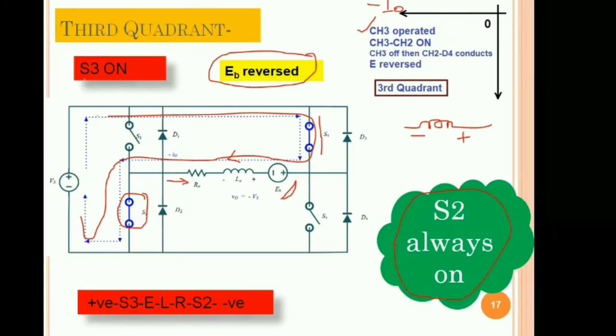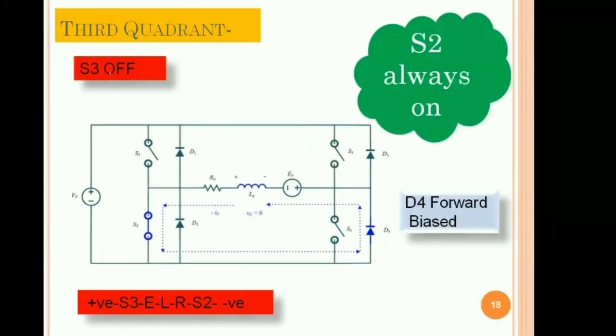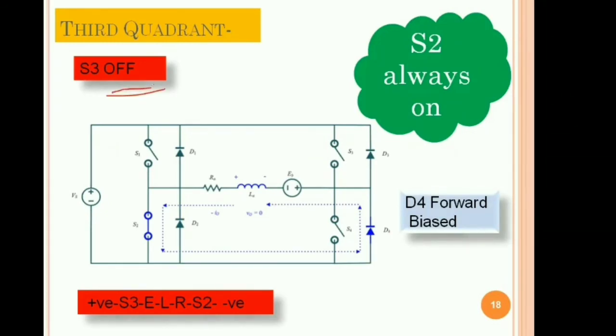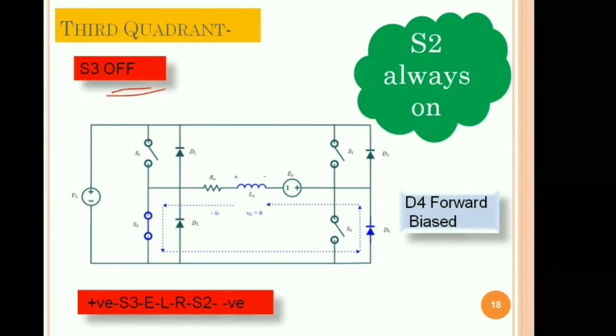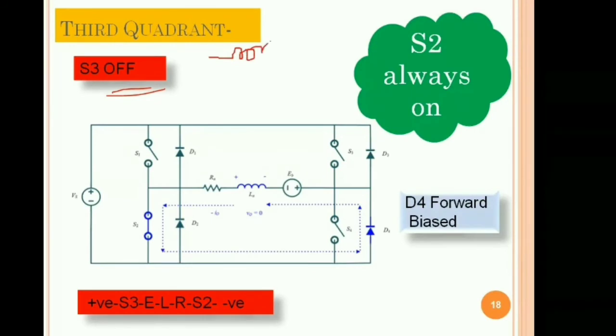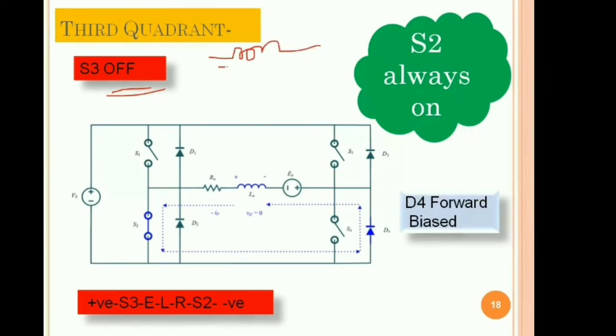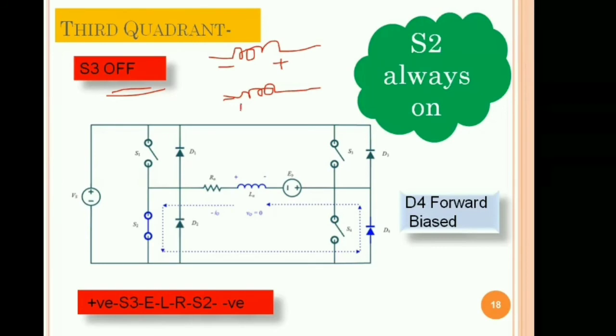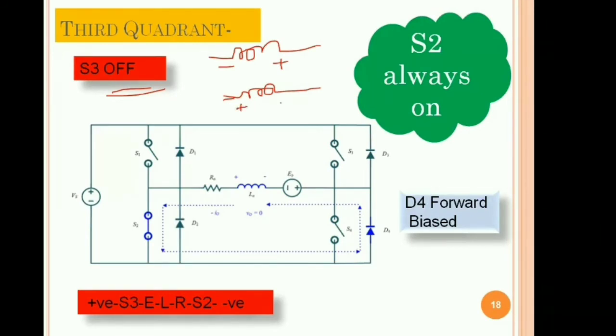Now let's see what happens when S3 is off. That is the switching action: previously it was on, now it is off. Previously the inductor was charged like this, with the left side minus and the right side plus. Since the switching action has happened, with S3 previously on and now off, the inductor polarity is reversed.